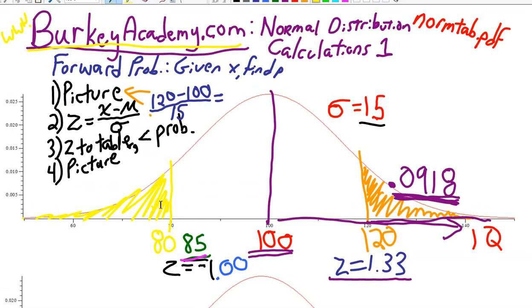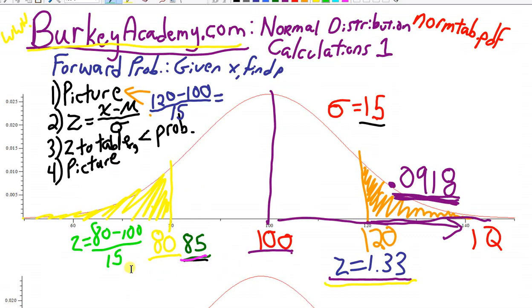Also true is that if this is a z-score of plus 1.33, that this z-score must be negative 1.33. And we can verify that. 80 minus 100 over 15 is indeed going to give us a z-score. Let me erase this z-score of 1 so we're not confused. Is going to give us a z-score of negative 1.33.